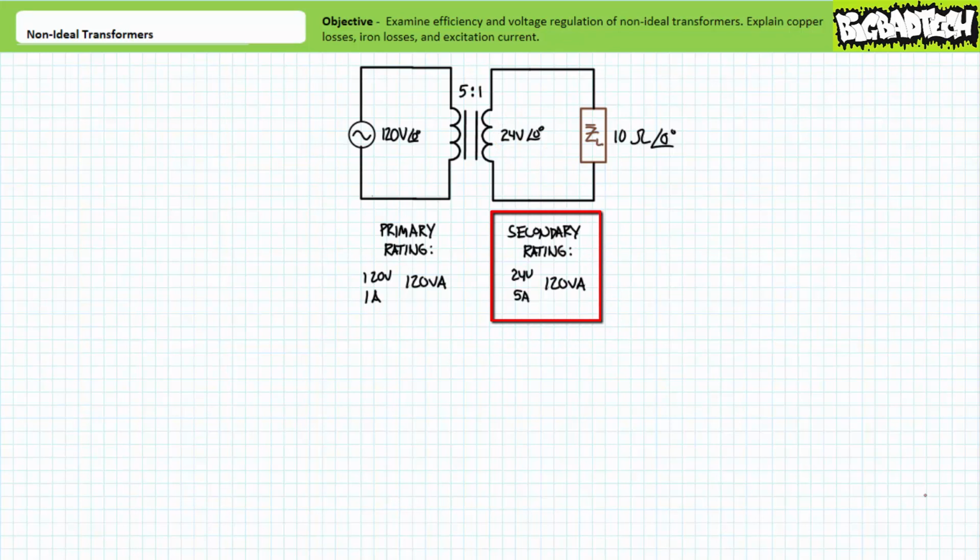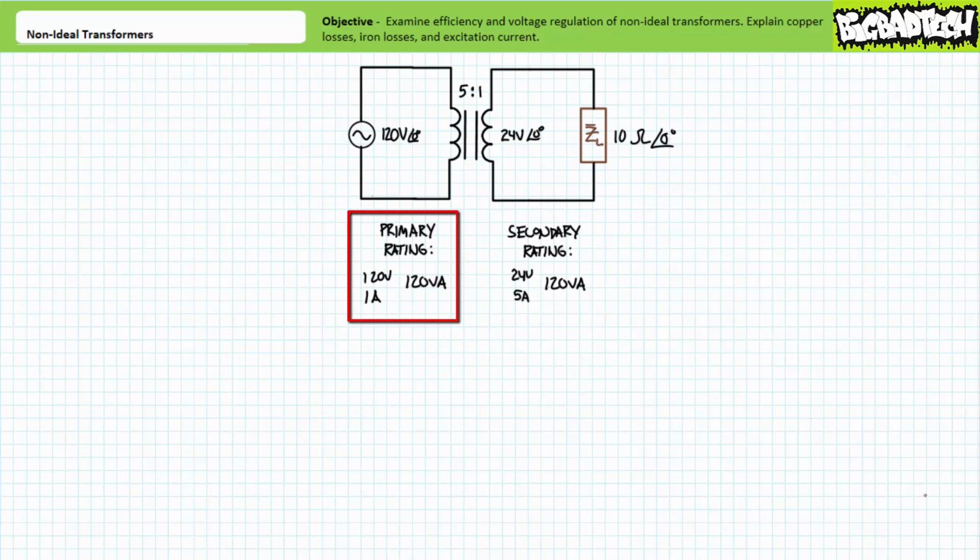Let's say the rated voltage of the secondary winding is 24 volts and the rated current is 5 amps, meaning the secondary winding has a 24 times 5 or 120 volt-amp rating. Given an equally rated primary, our primary winding would have a rated voltage of 120 volts and a rated current of 1 amp, meaning that the primary winding also has a 120 volt-amp rating.